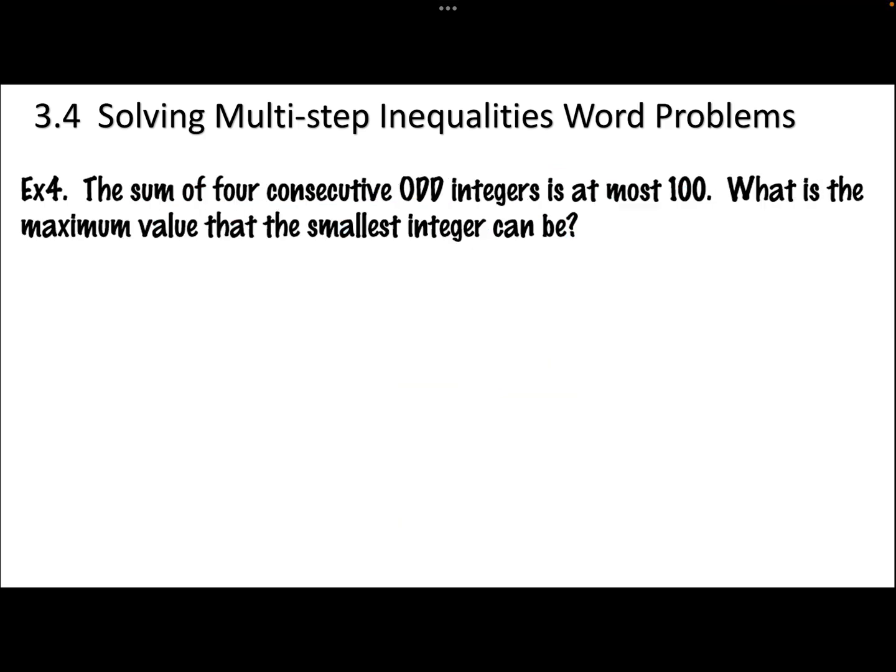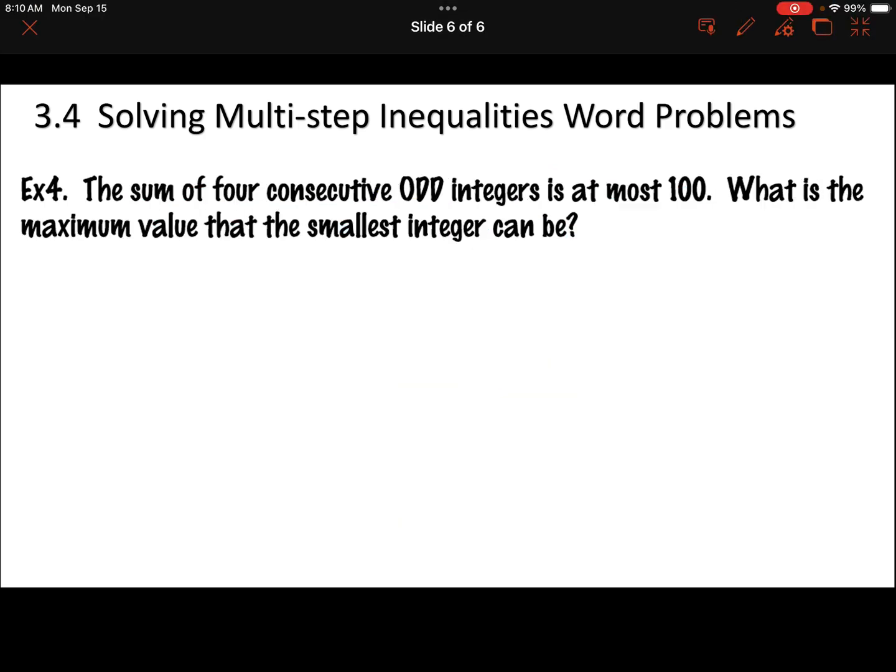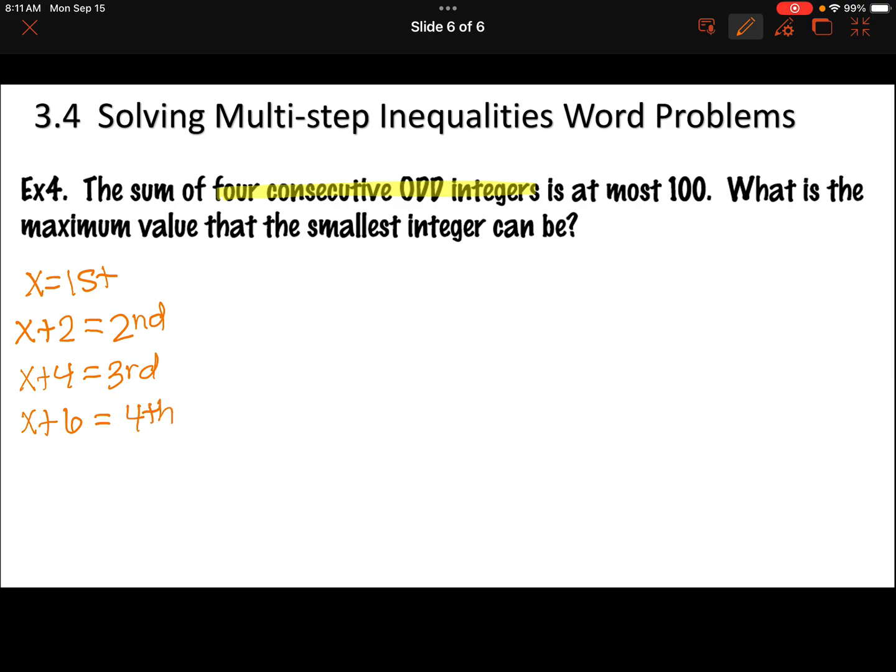All right, let's go ahead and try our final one. The sum of 4 consecutive odd. All right, right there was my defining variables. I have 4 consecutive odd. So I need to define that part first. x is my first. Remember, odd integers get bigger by 2. So x plus 2 is my second. x plus 4 is my third. And x plus 6 is my fourth. And then it says the sum is at most 100.